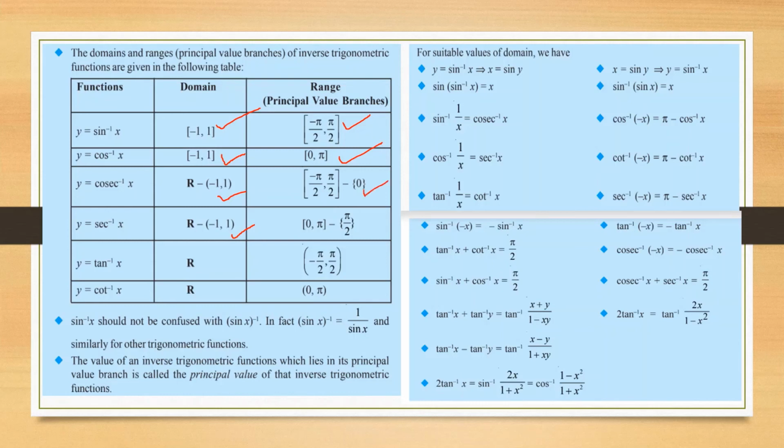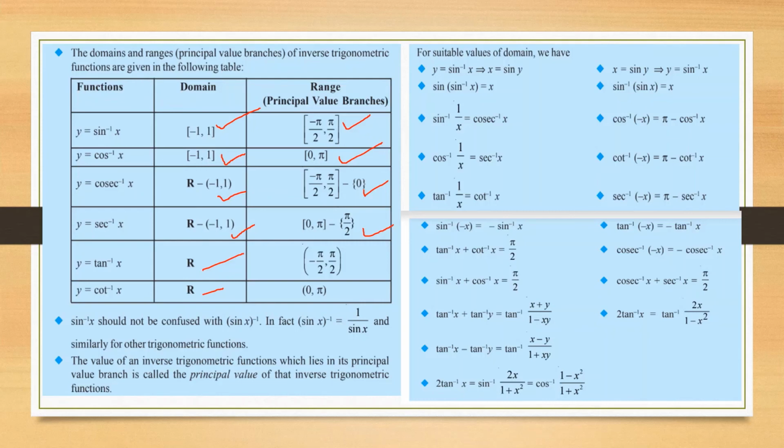And for tan inverse and cot inverse x, the domains are the same, the real numbers, and the ranges can be remembered as the range of sine inverse x for tan inverse x, but with the open interval minus pi by 2 to pi by 2, and the range of cos inverse x for cot inverse x, but it is the open interval 0 to pi instead of the closed interval 0 to pi.